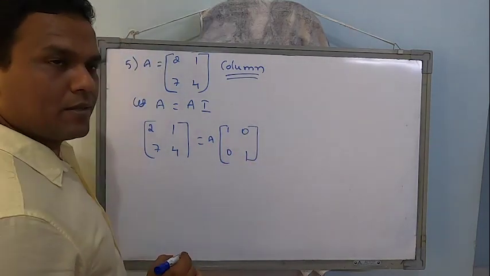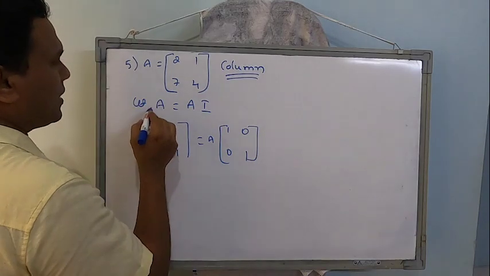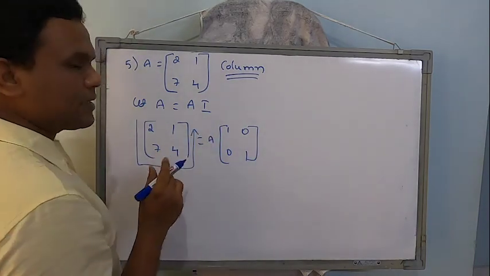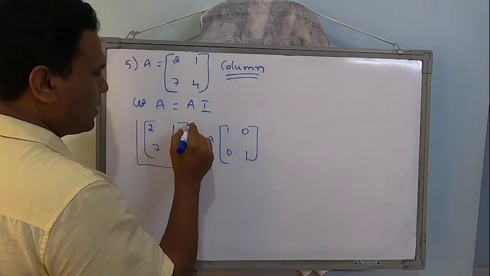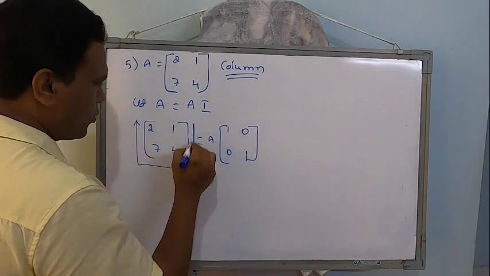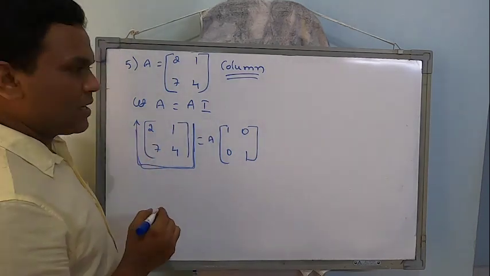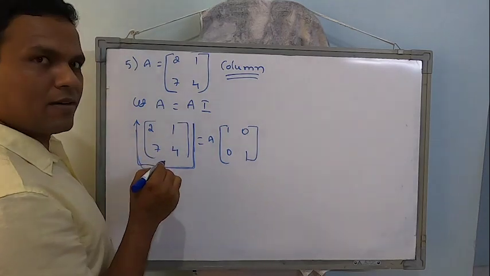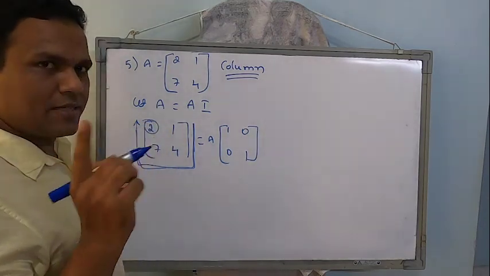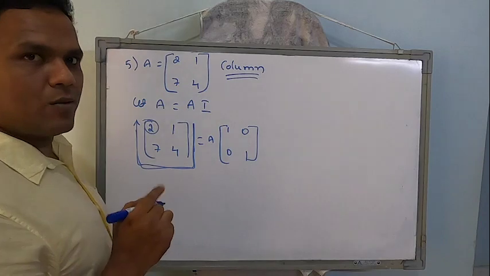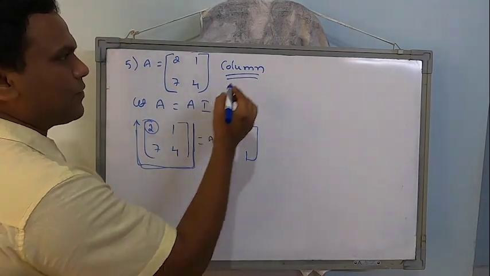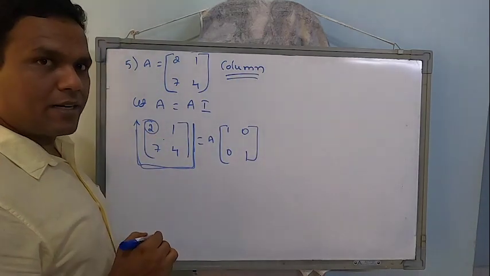I said column wise. When it was row wise, I used to go in the anti-clockwise direction, correct? Now go clockwise. That means I'm going to start from this element only. First thing is this element. That should be made as 1, right? Because that's my final intention. This should be converted to an identity matrix.